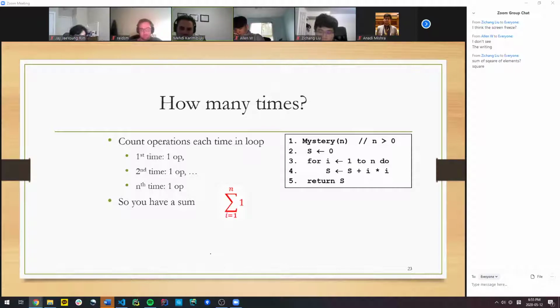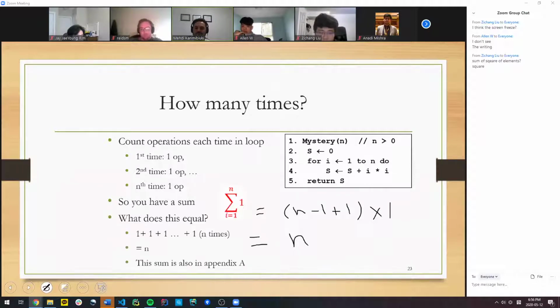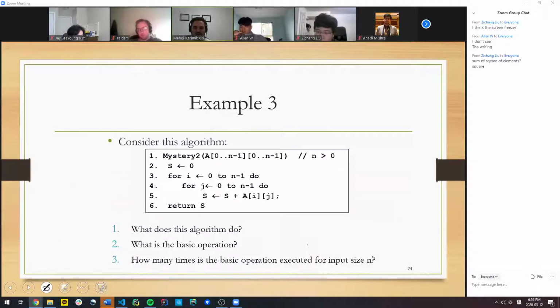Now, I think I covered this: n minus 1 plus 1 times 1. You guys see my handwriting? Okay, and that's going to be n. So for this algorithm, it takes n times, whatever the unit of the time is, to solve this algorithm. Okay. Now we take this one step further.